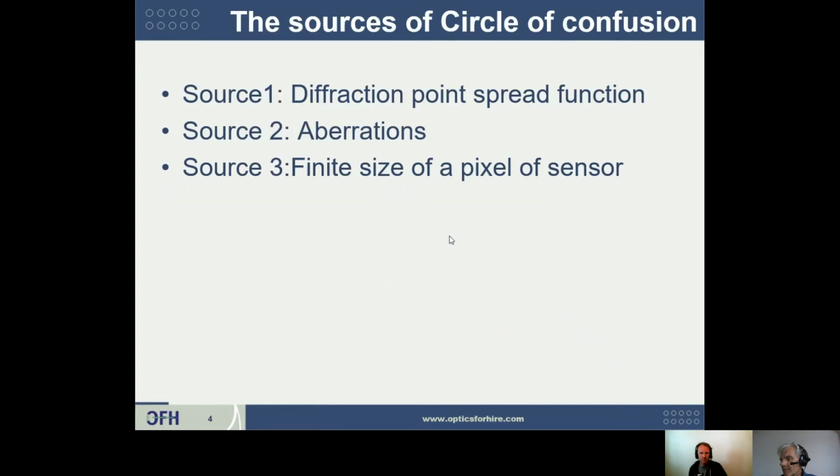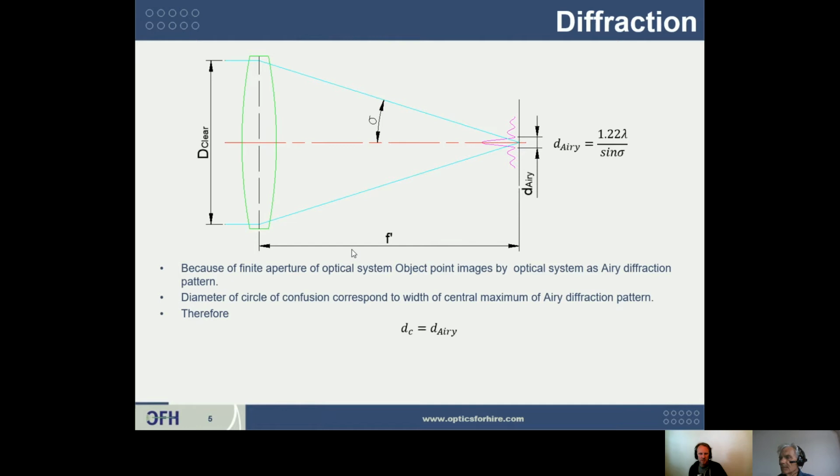Okay, great. Let's go to the next slide. So now you're talking about circle of confusion, and you say there are three different things that create this so-called circle of confusion: diffraction, point spread function, aberrations, and also in an imaging system or camera type system, the size of the pixel. And those are going to help determine what depth of field you can achieve. So let's look at this first formula. So here we're talking about diffraction. Can you explain this to me a little more?